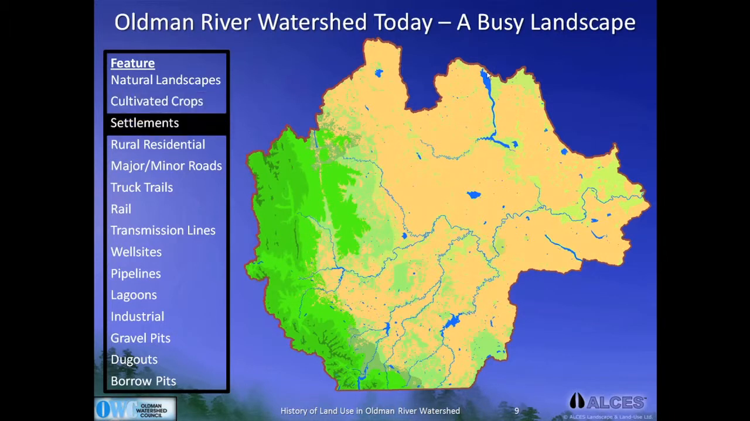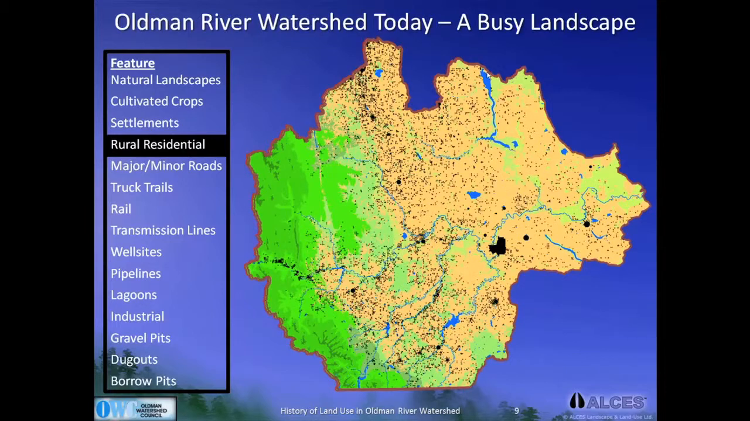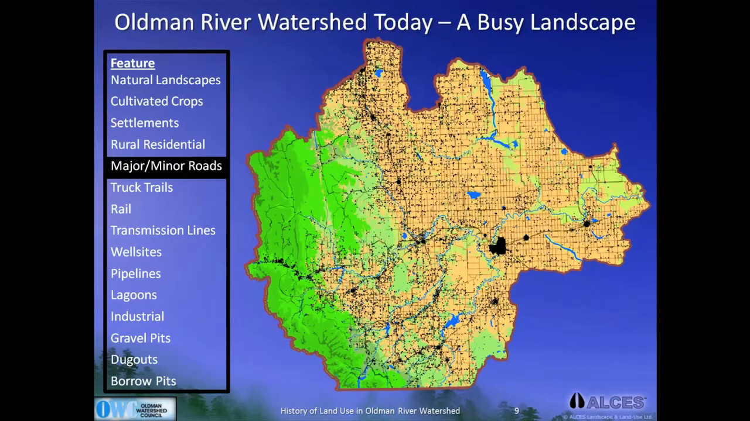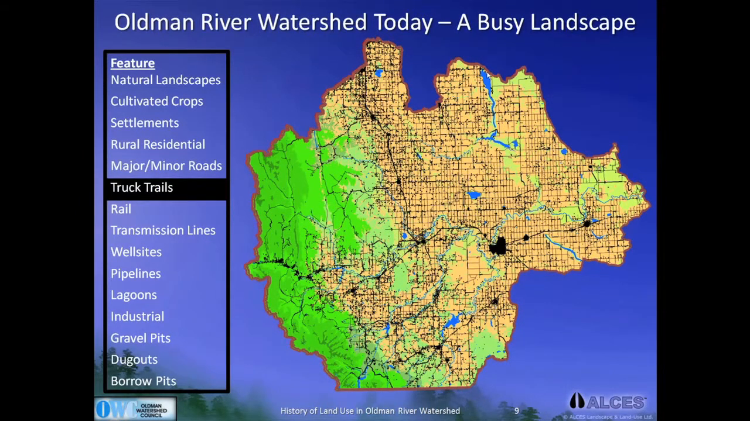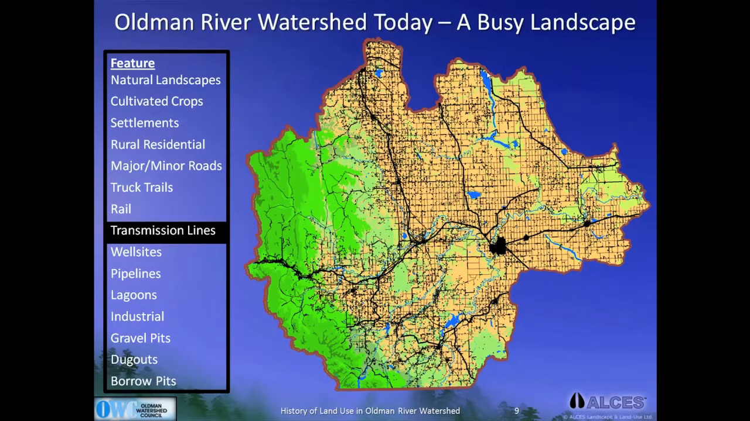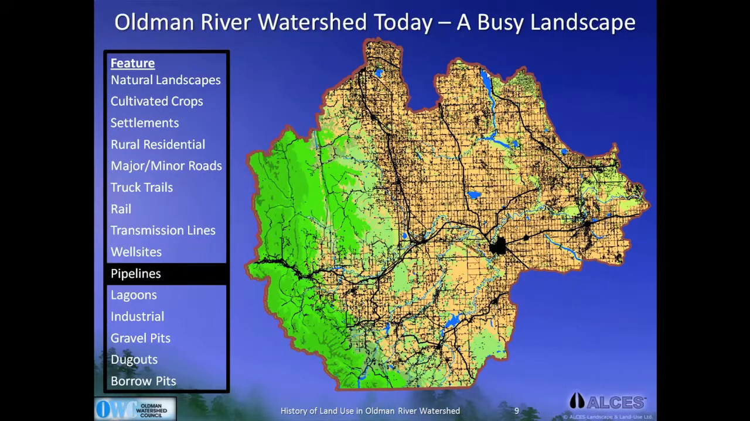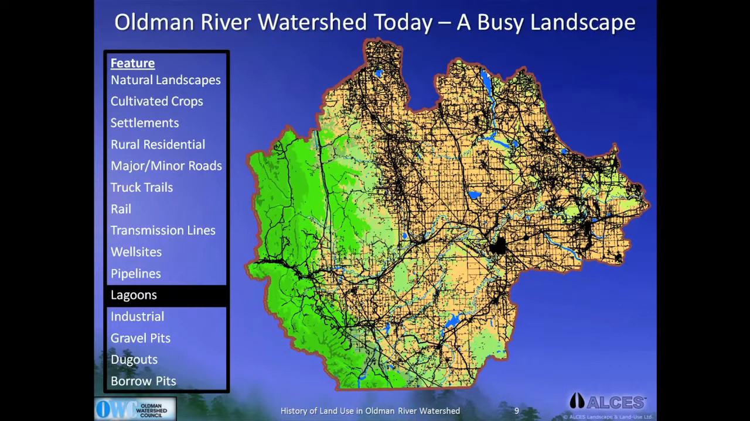land. Flashing now are the settlements, from the large ones like Lethbridge to the much smaller communities. Rural residential, these are farmers and ranchers, but most of them would be acreage complexes today. The major and minor roads and some additional GIS footprint called truck trails. The rail system, transmission lines, the well sites and where they're found and dominated, the pipeline network delivering hydrocarbons to market, lagoons associated with communities and other industrial complexes where water treatment is required, a variety of industrial features flashing here, primarily associated with the hydrocarbon sector, gravel pits, the dugouts, and last are the borrow pits. So collectively, these are a suite of overlapping land use practices that have been shaping this landscape.